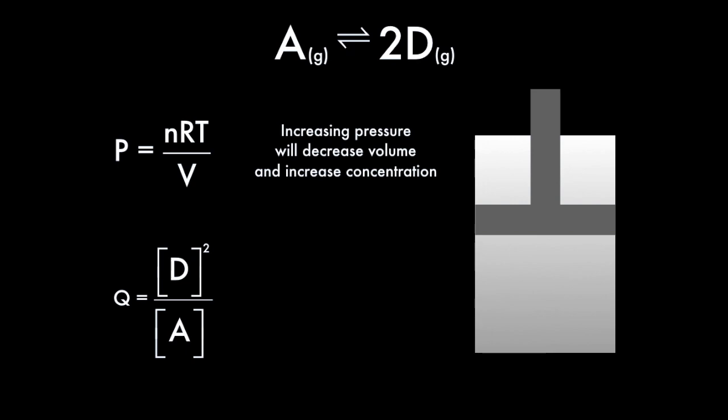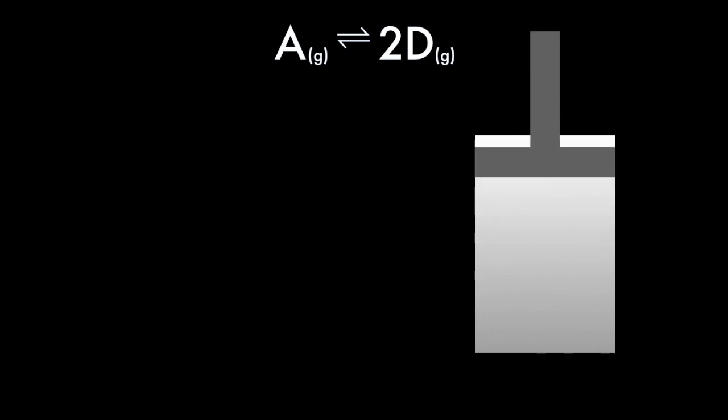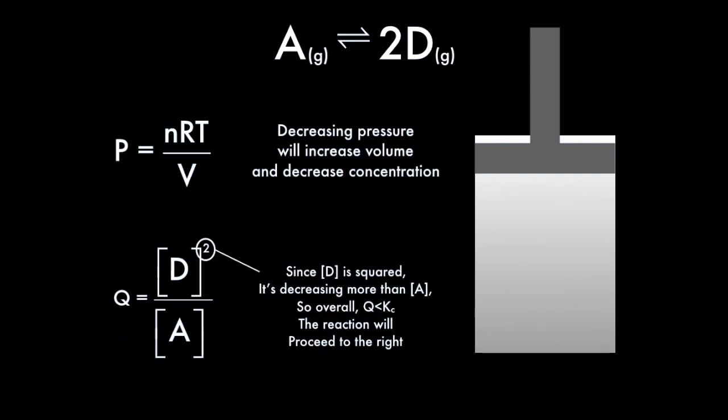So how do you predict how the reaction will proceed? If you look at the Q expression again, you will notice that the concentration of D increases more than A does because the concentration of D is squared. So the overall effect is that Q will be greater than Kc, and thus the reaction will proceed to the left. What if you pulled the piston, thus increasing the volume instead? Knowing that increasing the volume decreases the concentration, applying the same analysis to the reaction quotient, you will find that the reaction will proceed to the right.